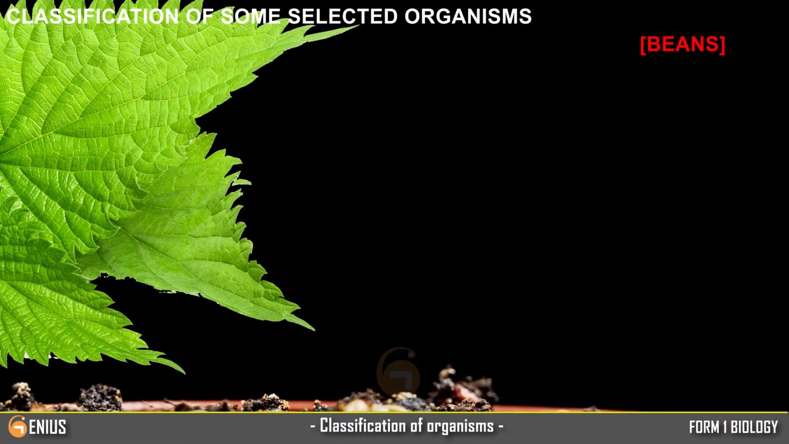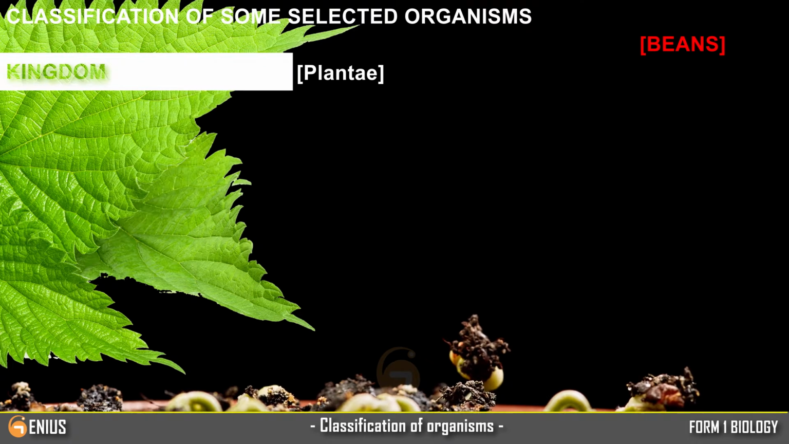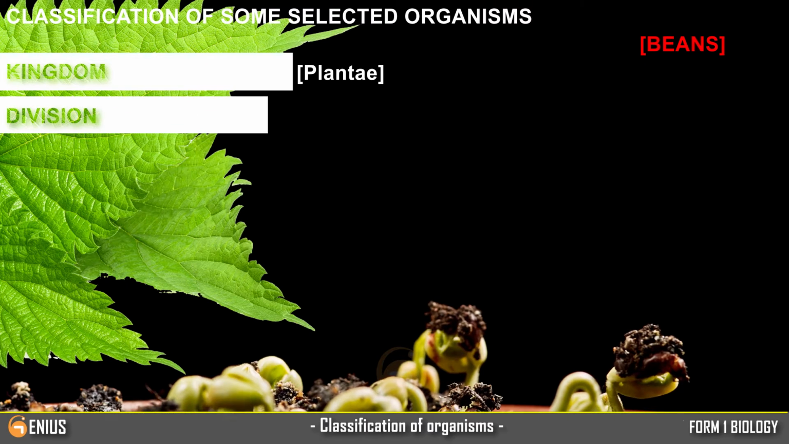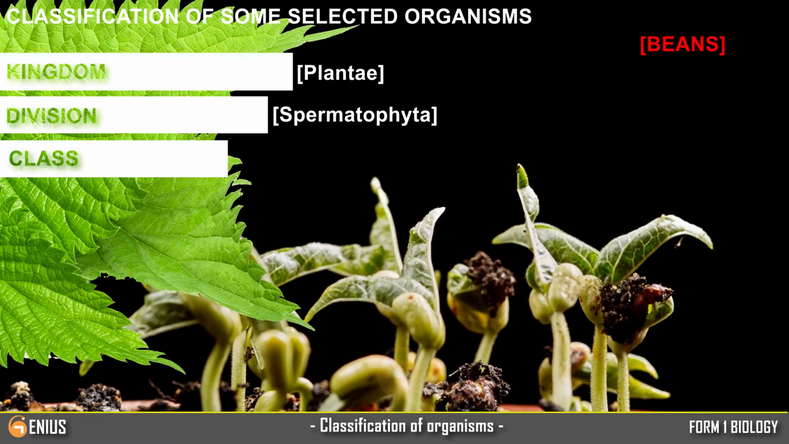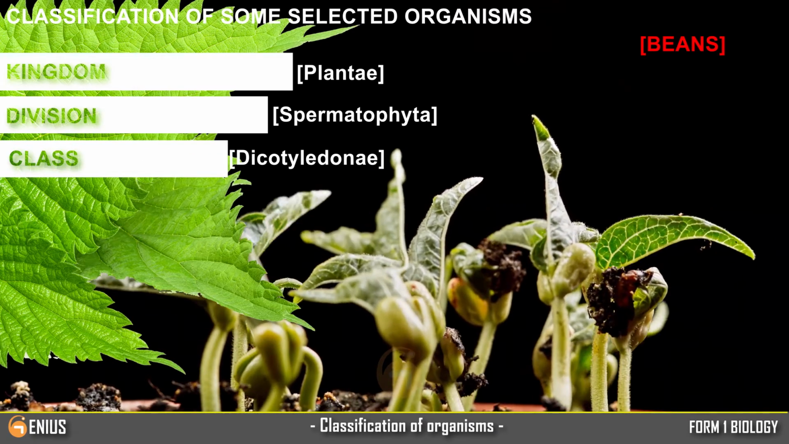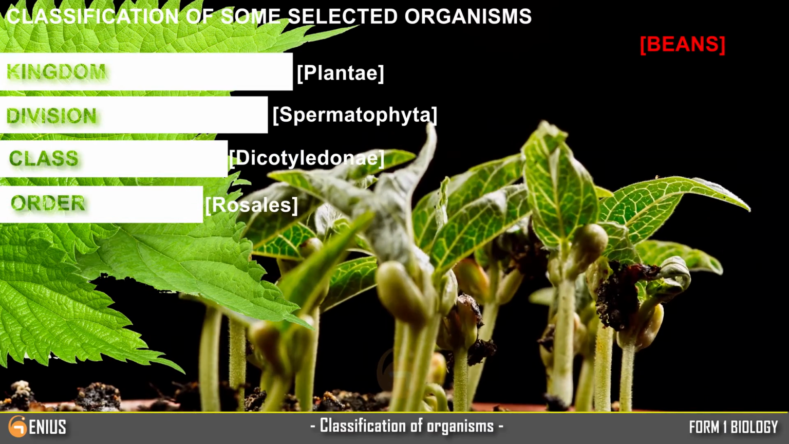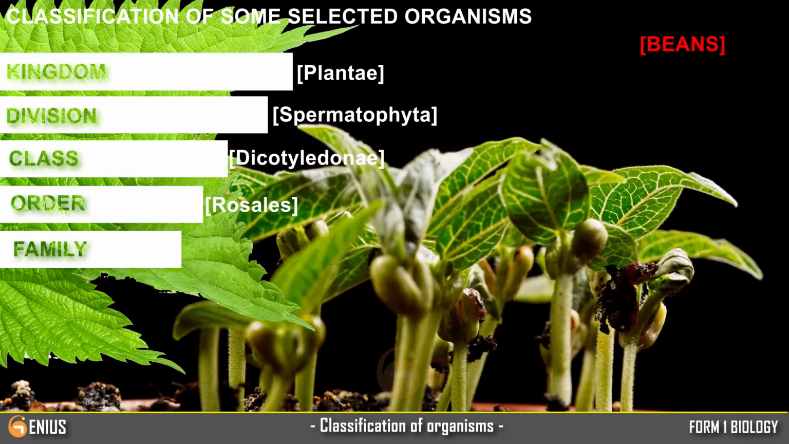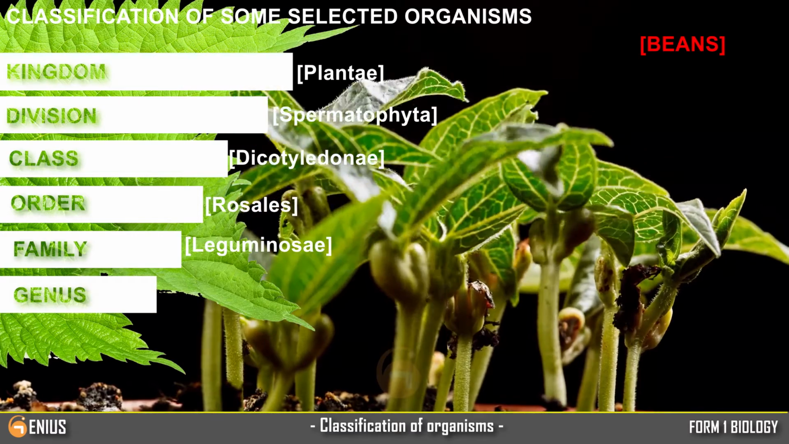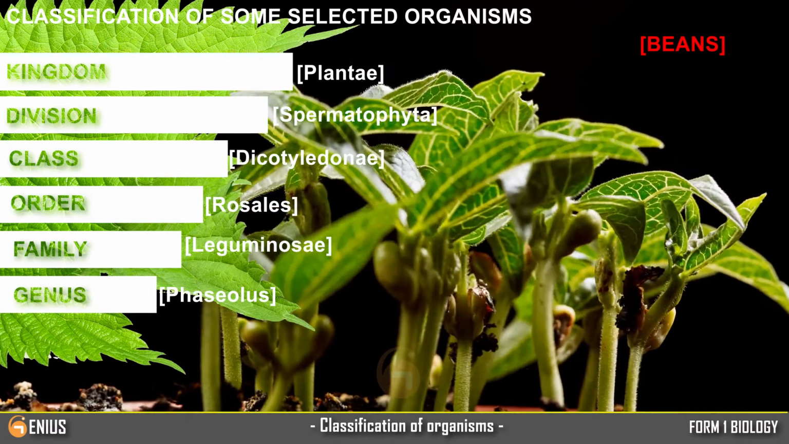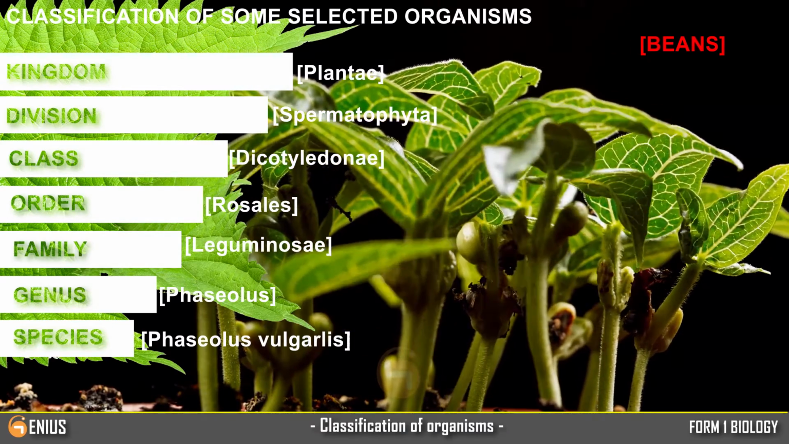Classification of beans. Kingdom: Plantae. Division: Spermatophyta. Class: Dicotyledone. Order: Rosales. Family: Leguminosae. Genus: Phaseolus. Species: Phaseolus vulgaris.